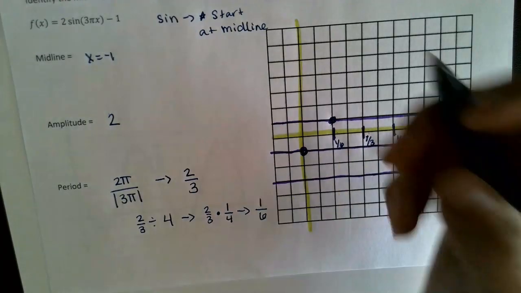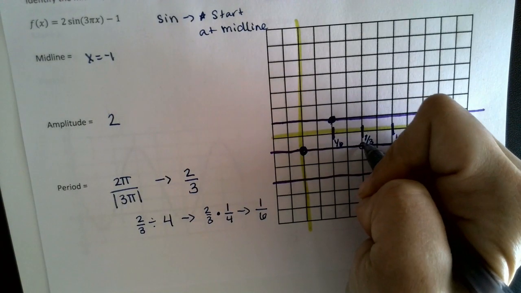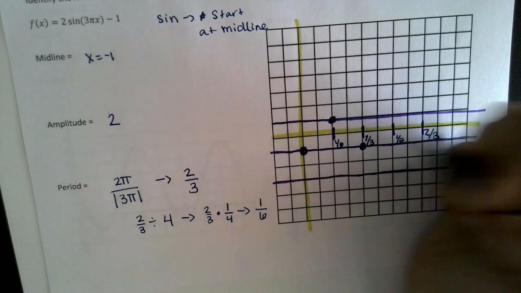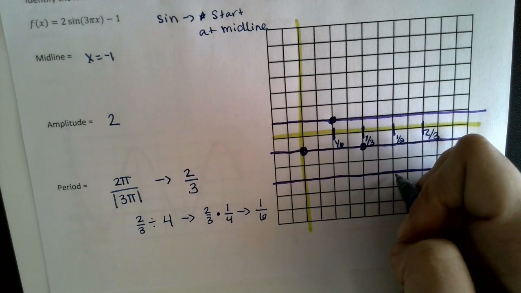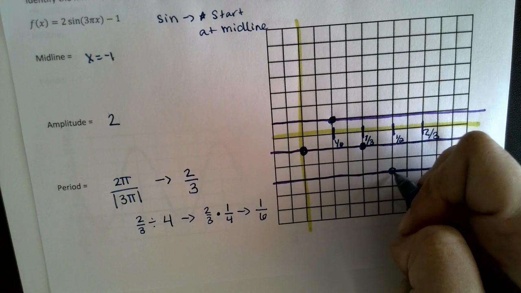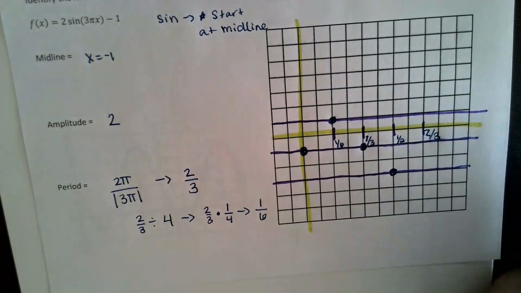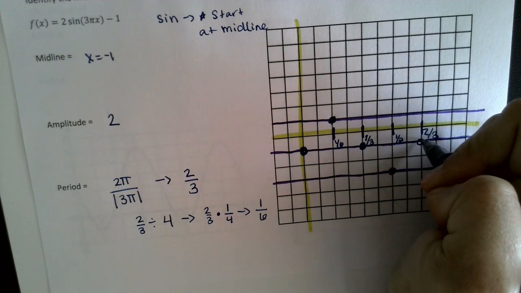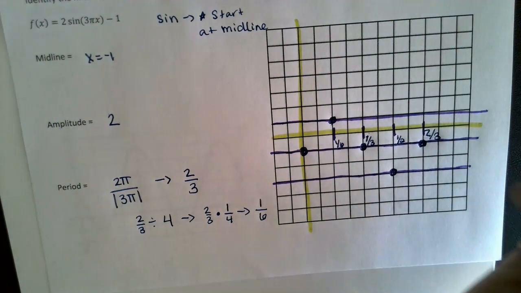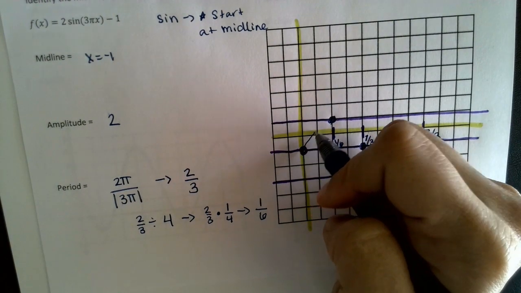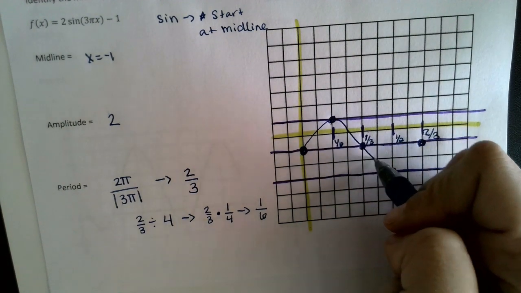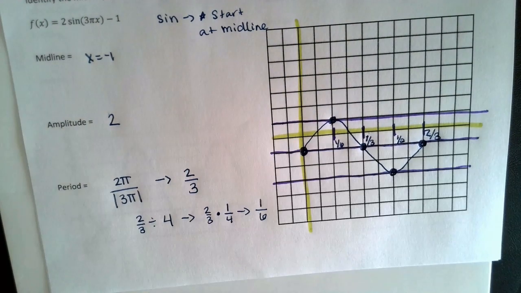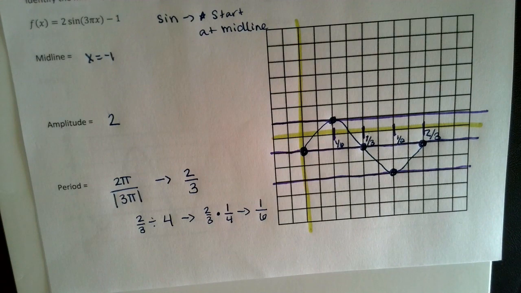My next one will go back down to the midline at that 1/3. And I go all the way down to the lower line at 1/2. And then we end up at the midline at 2/3. And I connect. There is our sine function.